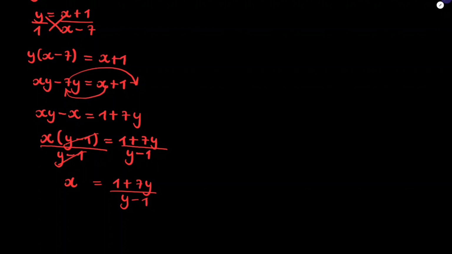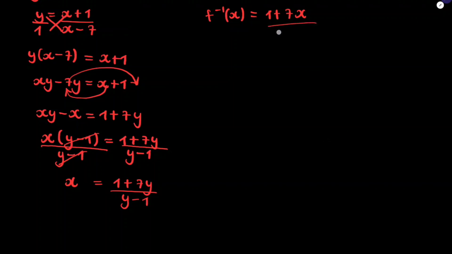And then from there we can say that f inverse of x is equal to 1 plus 7x. Since we have made x the subject of the formula, every other thing which has y, we are going to replace it with x. So that's why we have 1 plus 7x divided by x minus 1. So this is our f inverse of x.